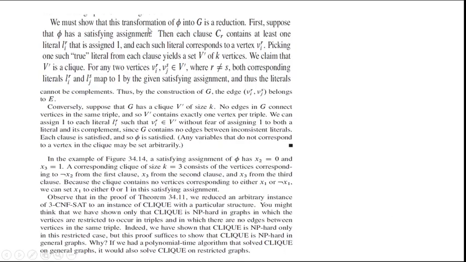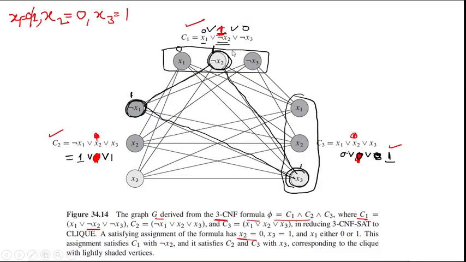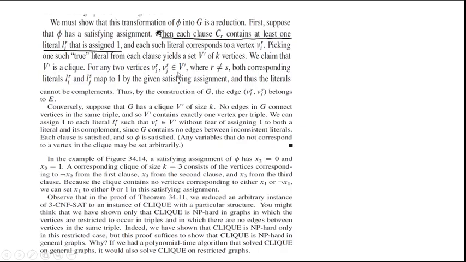So we must show that this transformation of phi into G is a reduction. First suppose that G has a satisfying assignment, which we got. Then each clause here contains at least one literal. These are the conditions, very strict conditions. Then each clause contains at least one literal assigned to one. This is another condition you have to consider. Here, at least one literal is assigned to one. Here also, and here also, at least one literal is assigned to one.